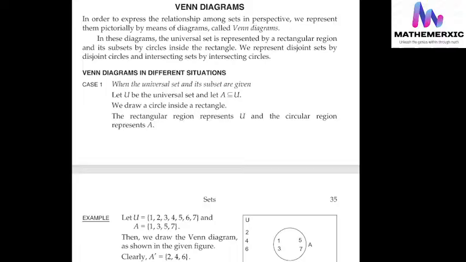So the Venn diagram is an important tool also in order to express different perspectives. We use Venn diagrams to solve very different types of questions. Here, the universal set is represented by a rectangular region and the subsets by circles inside the rectangle. We represent disjoint sets by disjoint circles and intersecting sets by intersecting circles.